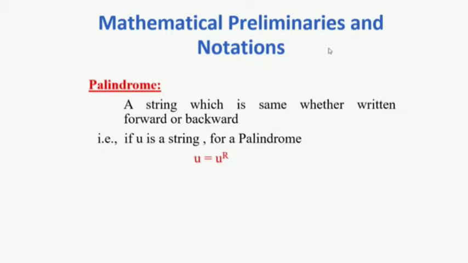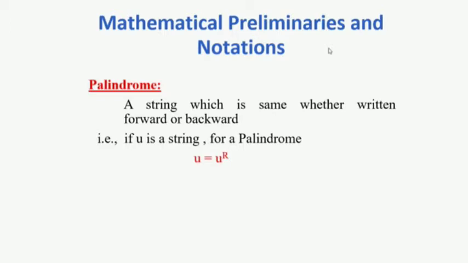Now, this is mathematically defined. What is meant by palindrome? When you take a string and reverse it, if it matches the original string, then that is called a palindrome. The best way to define this is to take a string u, where u to the power of r is the reverse of the string. That means if u matches u^R, then we can say that this string is a palindrome.